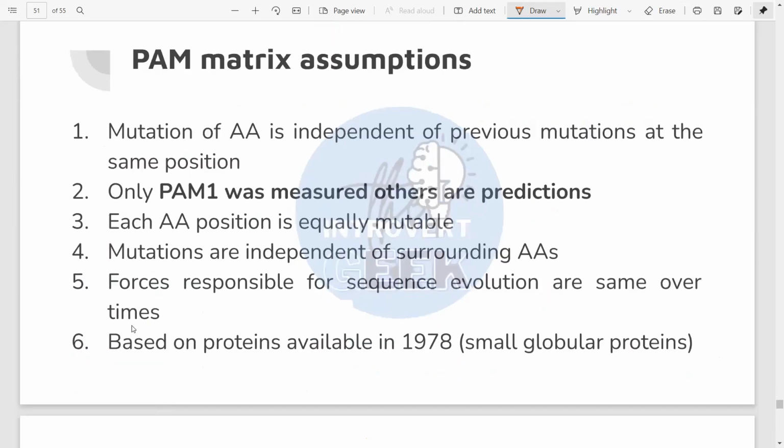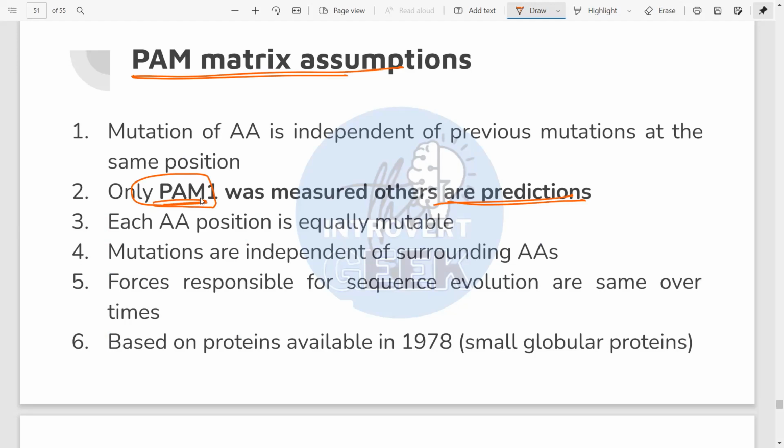To understand the BLOSUM, let us understand some assumptions of the PAM matrix. I'll just focus on the important assumption. The first important assumption is that these PAM matrices, except for PAM 1, are all based on predictions. They studied different proteins, about 70 of them, and made PAM 1. After that, they made PAM 80, 250, etc.